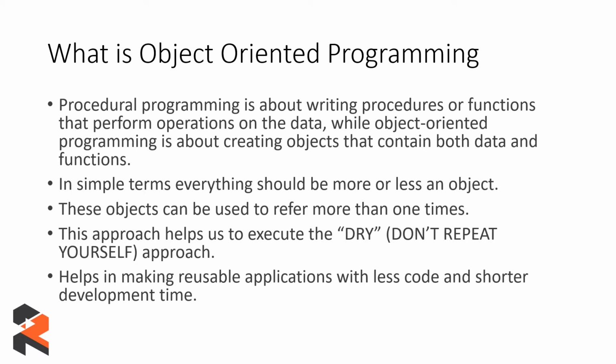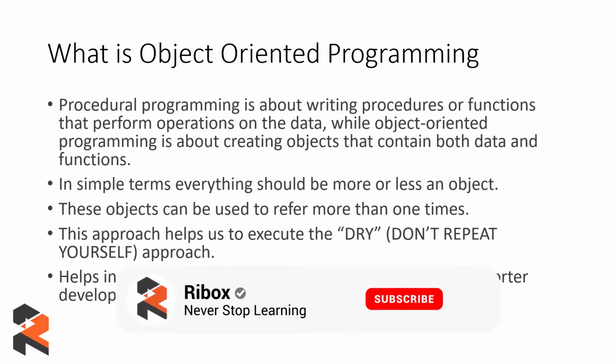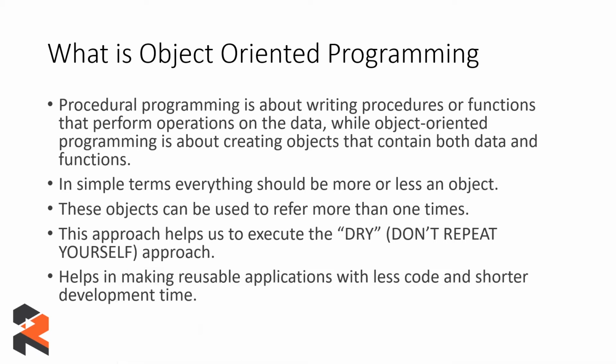programming. And what it basically means is that everything in object oriented programming is more or less like an object. And what I mean by the word object is that these objects can be used to refer more than one time. So these objects can have properties, and these properties can be referred using those objects. And if this is getting too complex, we will be going into what is an object and what they are useful for in a minute. And the main purpose of object oriented programming is to avoid the repeating procedure, which is called the DRY approach, which means don't repeat yourself.